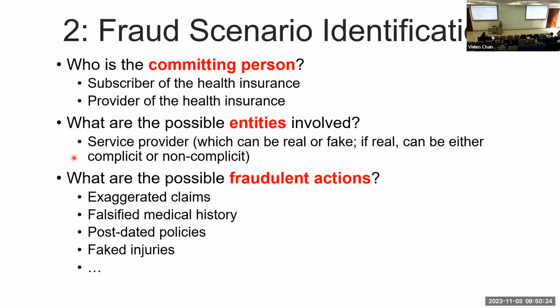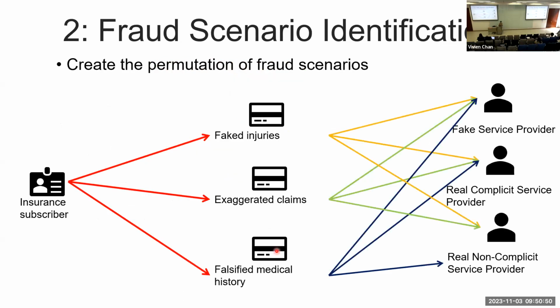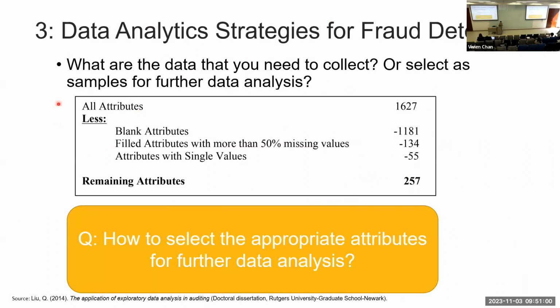Again, you need to think about what the possible fraud scenarios are. The committing person may be the subscriber or the provider. The entities involved include the service provider. The possible fraudulent actions will be like these: exaggerated claims, falsified medical history, etc. Given all these, you will be able to create the permutations of the fraud scenarios. So let's go back to the case.